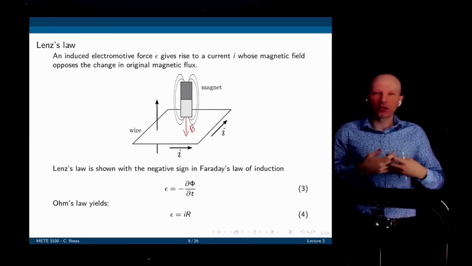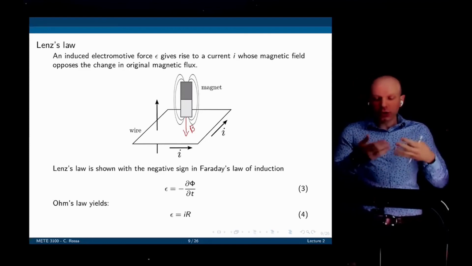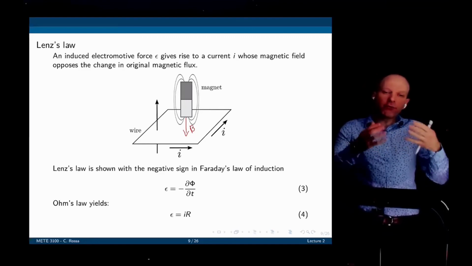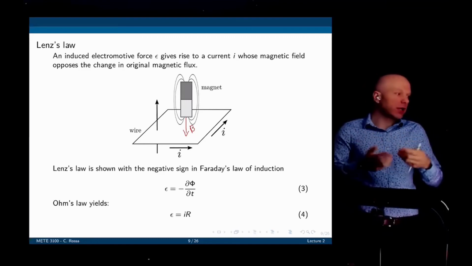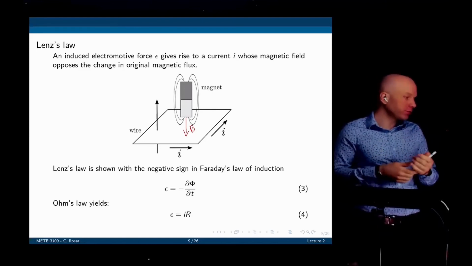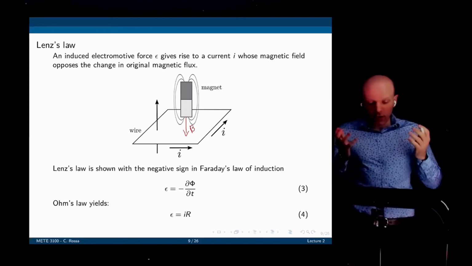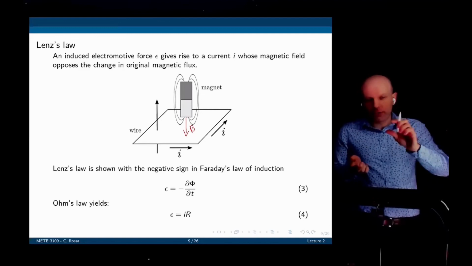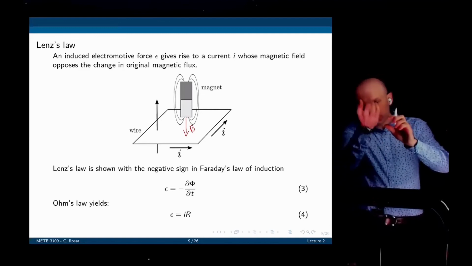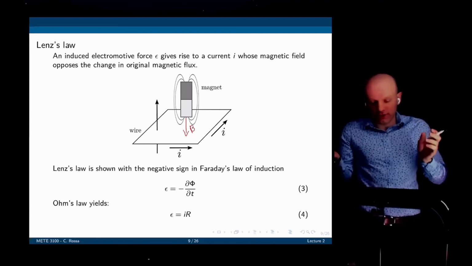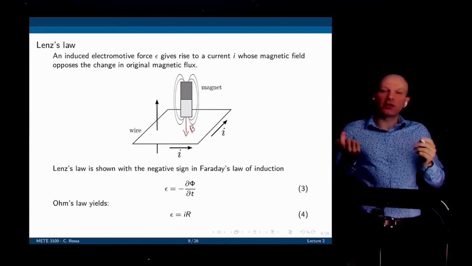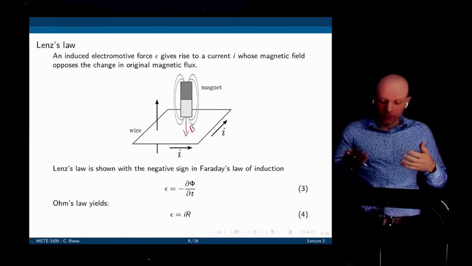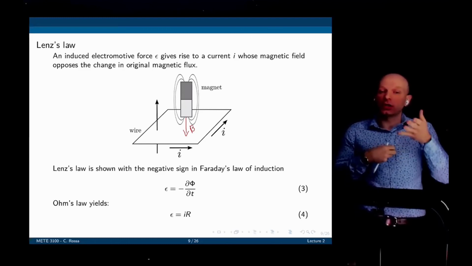Now that's Lenz's law. The induced current in this wire will oppose any further changes of the magnetic flux or the magnetic field. Right? And that's very unfortunate, because otherwise we would have free energy. We approach a magnet, and if the wire would attract the magnet, we would basically have free energy. But it turns out that the current will create a force that opposes the magnet. And this gives us in which direction the current must flow.